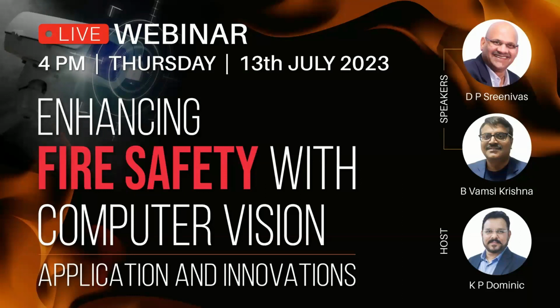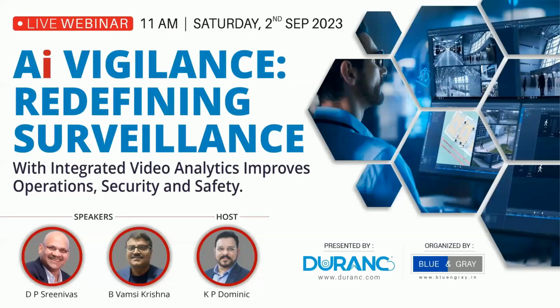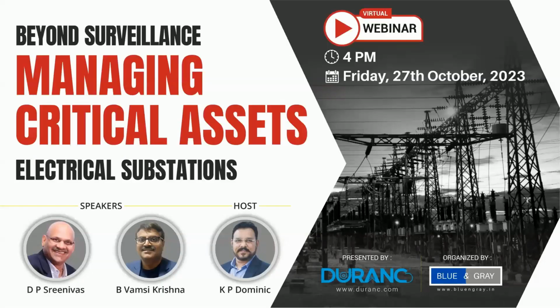This is again a very important topic. We discussed how your existing camera can enhance your fire safety, where it can, to a certain extent, detect smoke or fire. So, improving your fire safety with computer vision. We spoke about the subject on 13 July, followed by redefining surveillance with AI vigilance. This we did on September 2nd.